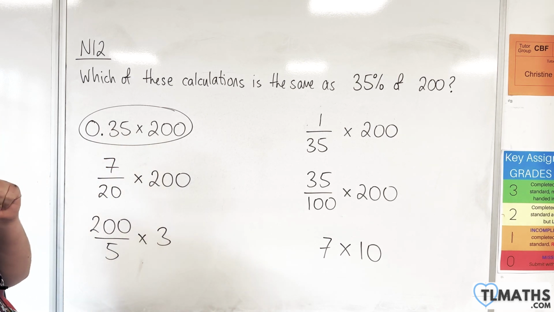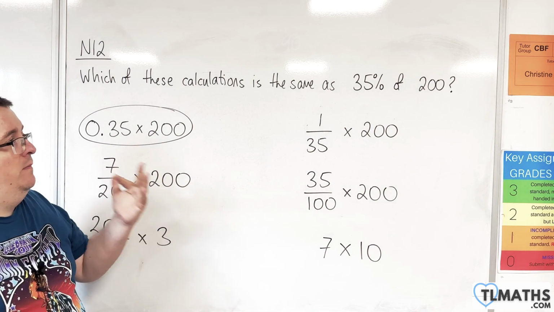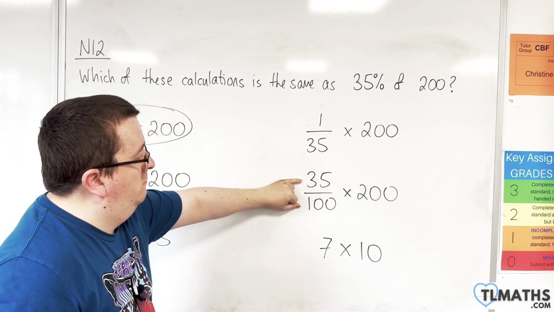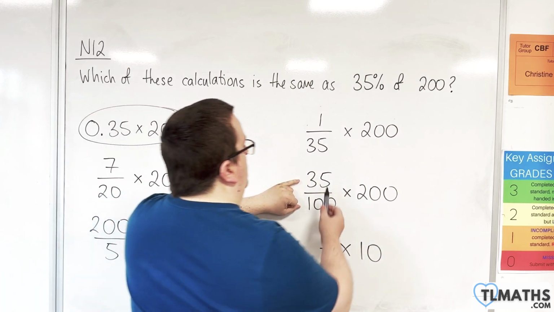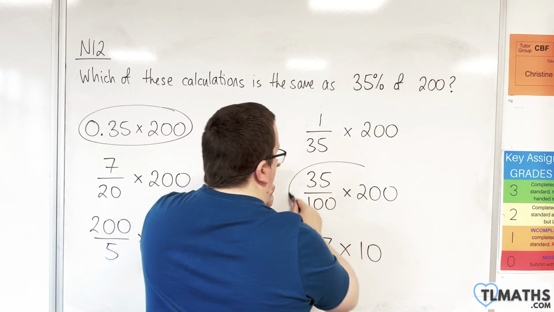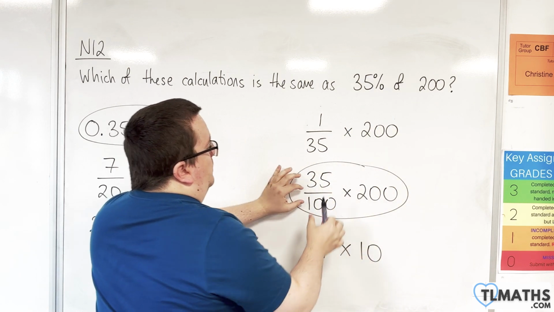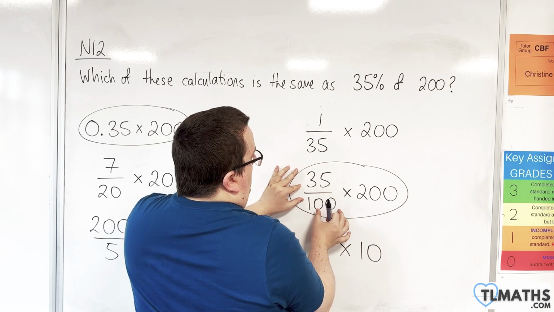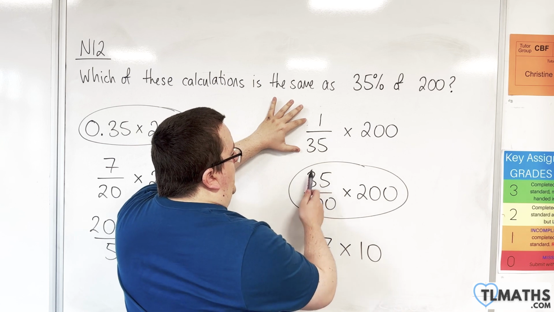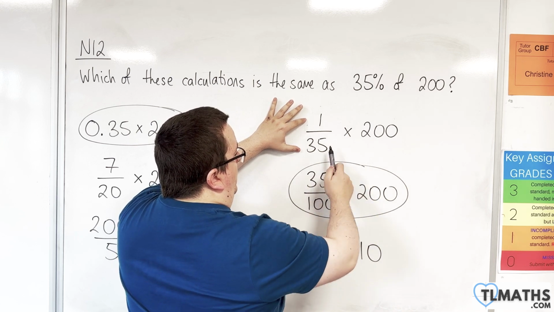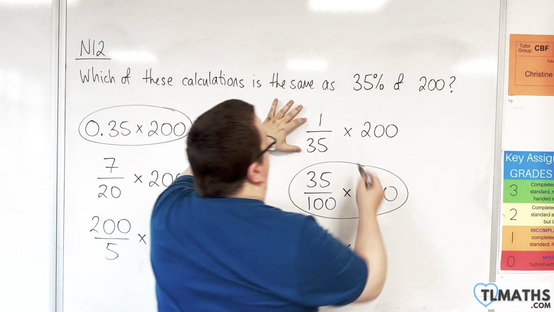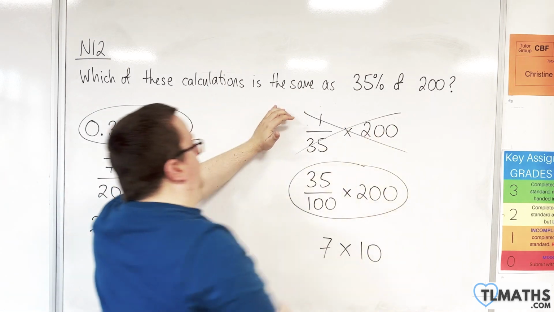Okay. Now, 35% is 35 over 100. So as a fraction, it is this. So 35 over 100 is the fraction 35%, so this is equivalent. Now, 35 over 100 is not the same as 1 over 35. So the only way that these two could be equivalent is if those two fractions were equivalent fractions, which they're not. So that is not equivalent.